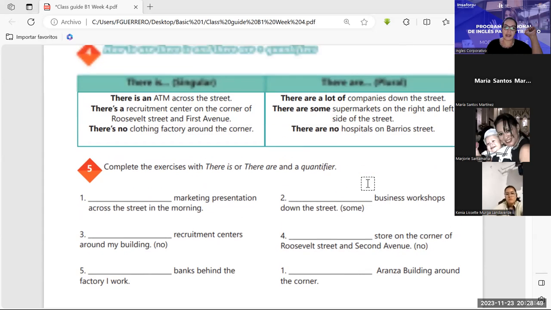Now, the exercise. Complete this exercise with there is or there are and a quantifier.